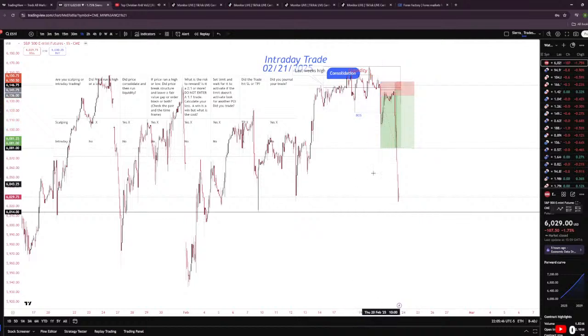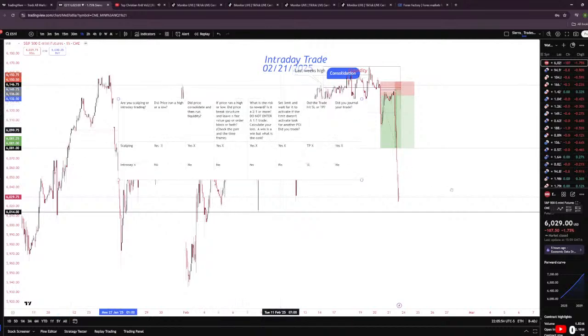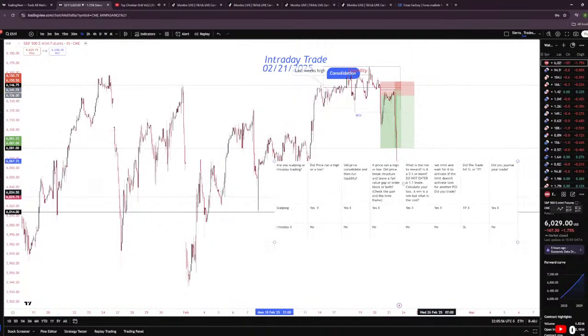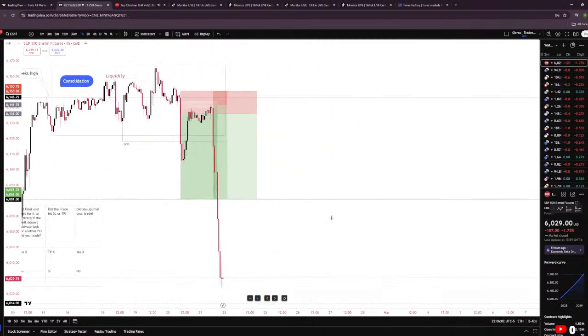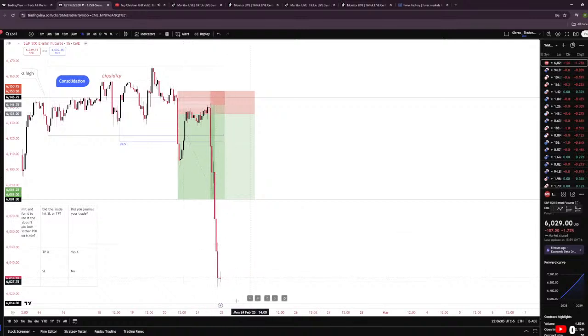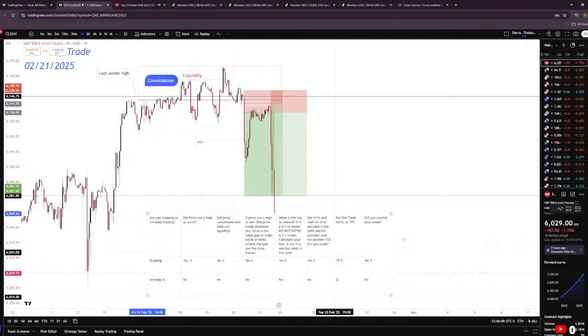All right. So, did the trade hit stop loss or TP? Trade hit TP, and did you journal your trade? Yes, that's what we are doing here. I don't think I got all of my notes. Hold on. Let me get the rest of my notes typed up here so I can take my screenshot for my journal. And then we will go over the next trade.